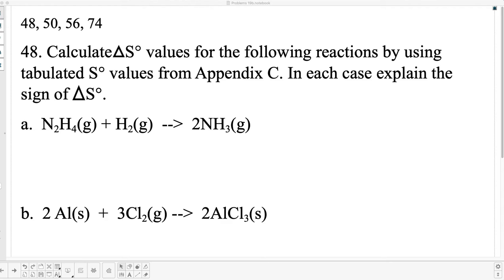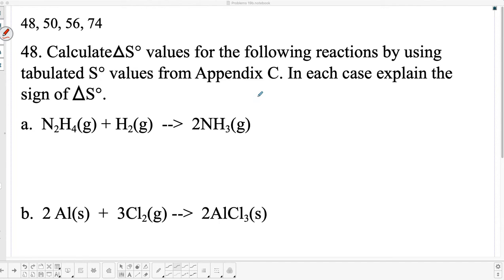Now remember, if it's a positive delta S, it is irreversible. If it's negative delta S, it's reversible. I think it's something like that. I'll check to make sure. Okay, so let's talk about how we find this information here.